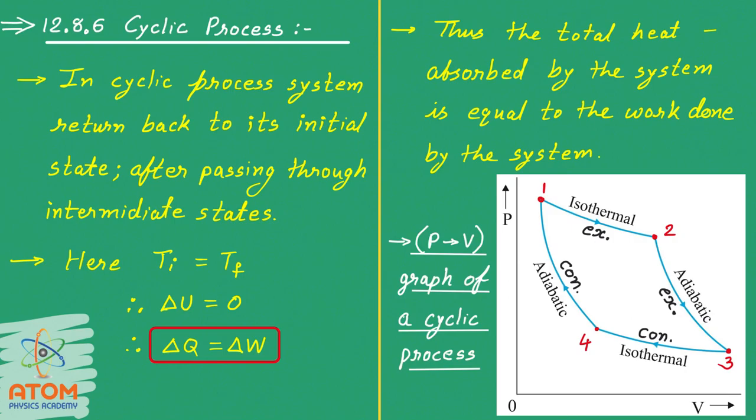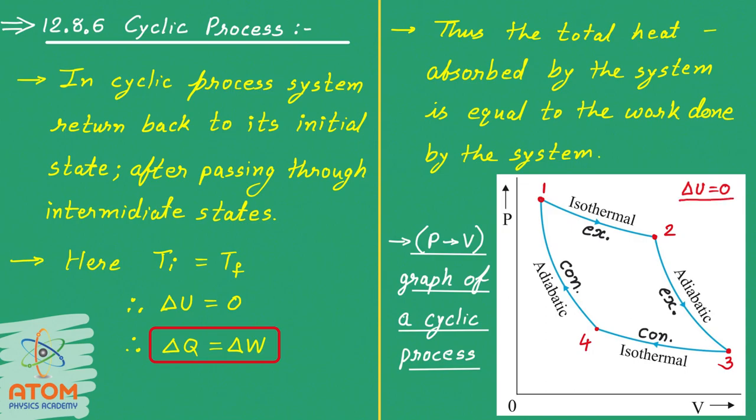You can see here the process starts from point 1. Then from point 1 to 2 it goes in isothermal expansion. Then from point 2 to point 3 it goes in an adiabatic expansion. Then from point 3 to point 4 it goes in an isothermal contraction, and from point 4 to point 1 it goes in an adiabatic contraction. So finally the process reaches the initial point 1. So this becomes a cyclic process, and in this cyclic process delta U will be 0, right?